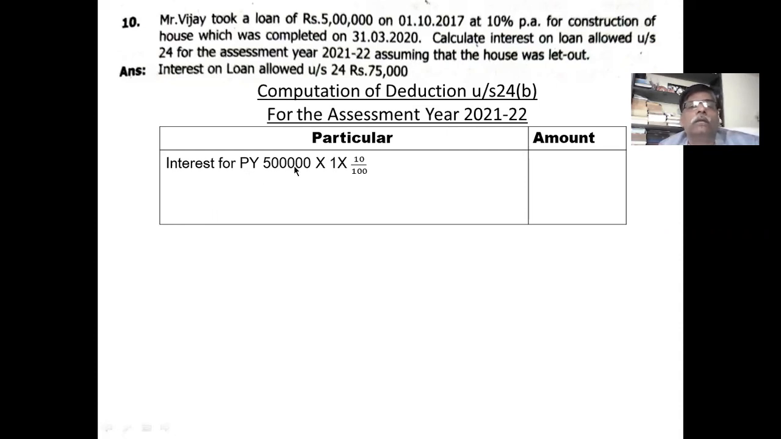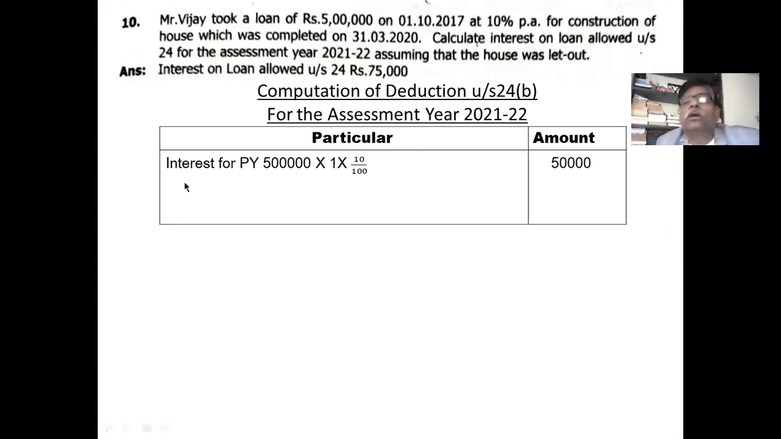5 lakh is the principal amount. Loan amount is 5 lakh. Previous year is 1 year. On 1 year, you have to calculate 10%. 10% of 5 lakh is 50,000. Okay. Then next, you have to calculate the interest relating to construction period.